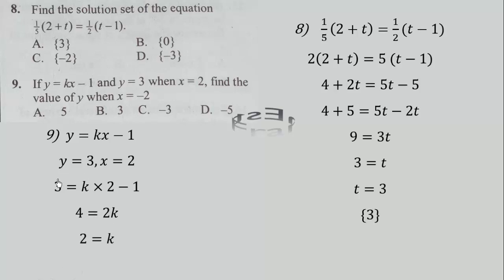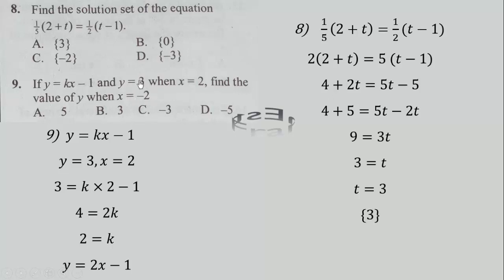Now let's substitute k equals 2 into this equation to get y equals 2x minus 1. So we have a linear equation and we are being asked to find y when x equals negative 2.